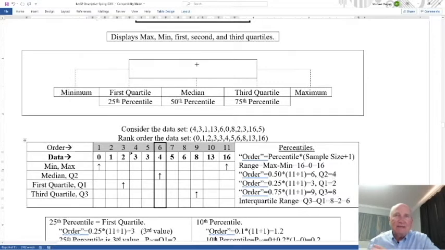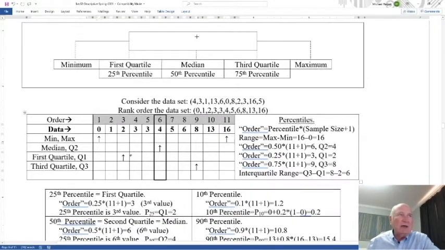The reason I did that is now we can say, oh, well, down here, the minimum is going to be 0. The maximum is going to be 16. There's the minimum and maximum. I can take 16 minus 0, the max minus the min, 16. That's called the range. The range is going to be 16 minus 0, which is 16.